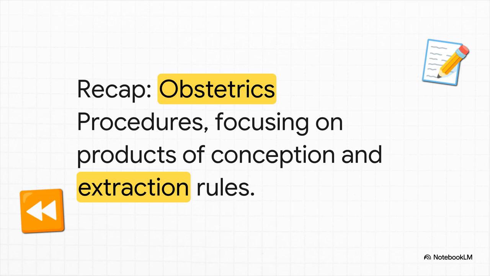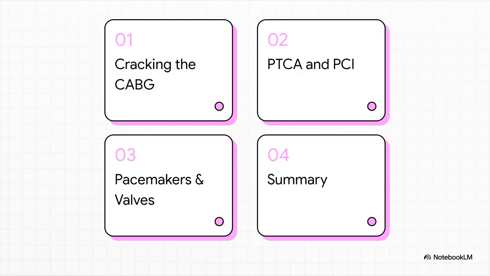All right, let's do a super quick recap. Back in part 30, we conquered obstetrics procedures in section 1. We looked really closely at products of conception and extraction rules, right? That lesson required us to be highly specific about the objective of the procedure and the exact anatomical site. That mindset is the absolute perfect foundation for today's complex cardiovascular rules, because precision in every single character is quite literally vital here.